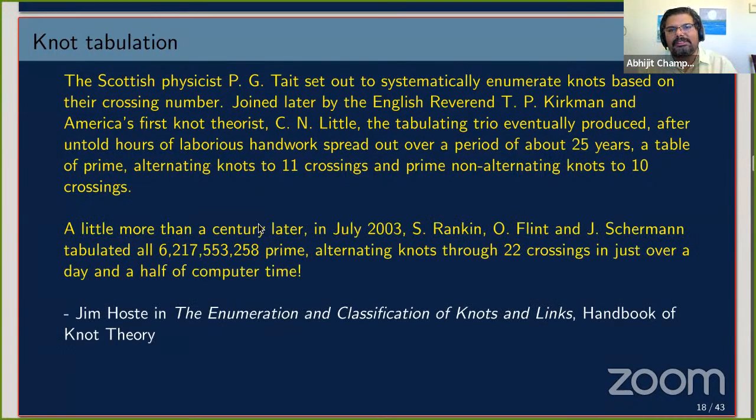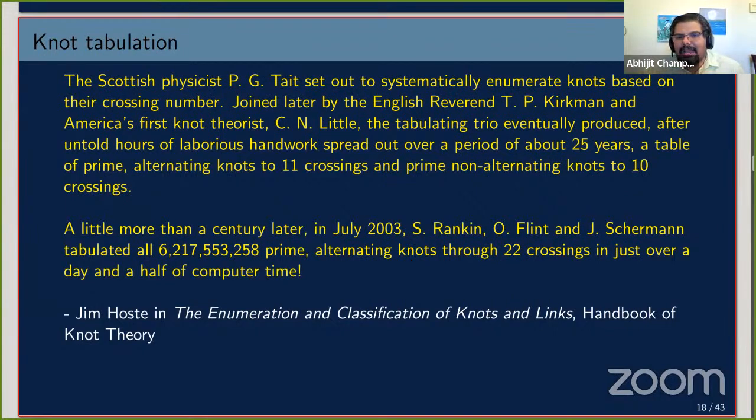And now with the current technology and the invariants which we have, and using computers, in about July 2003, about 120 years after Tait and Kirkman and Little started the tables, Rankin, Flint, and Sherman tabulated over 6 billion knots, alternating knots through 22 crossings, in just over a day and a half of computer time. So they must have used some supercomputer clusters or something. And then you generate knots using certain codes, and then try to check if they are equivalent or not.